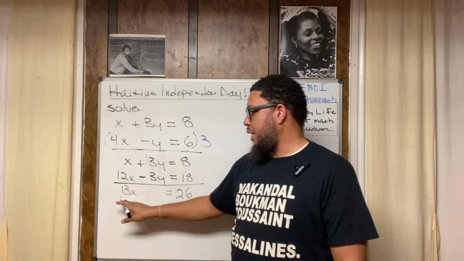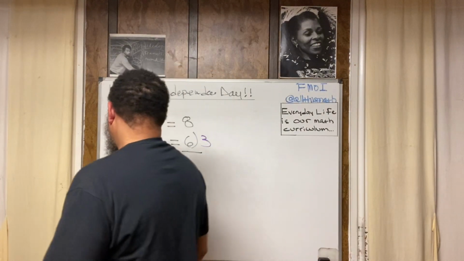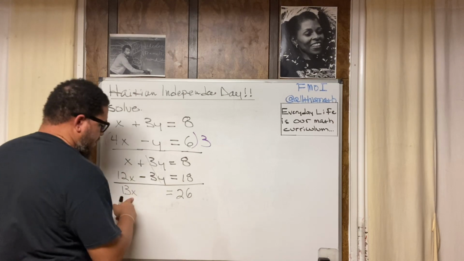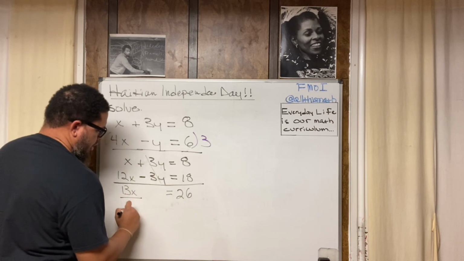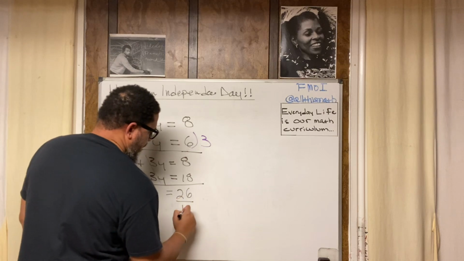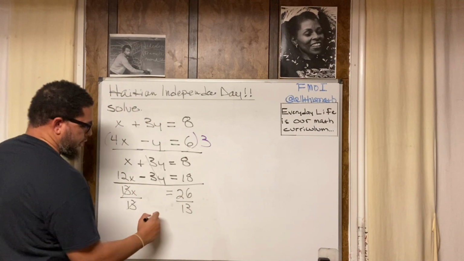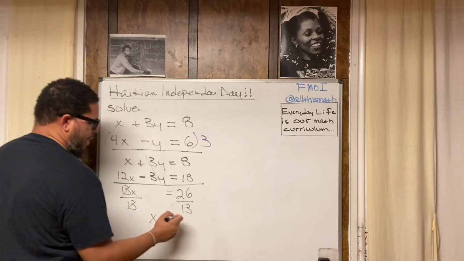All right. So we got 13x equals 26. Now I want to isolate x. So I want to get rid of 13. How do I get rid of 13? By doing the opposite operation, which is division. Divide by 13, keep it balanced. Divide by 13 on the left, divide by 13 on the right. 13 divided by 13 is 1. So I got 1x, which is just x. Now x is by itself.